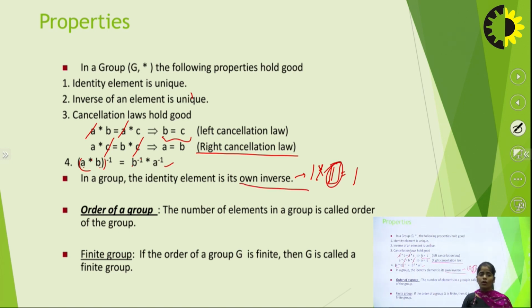And next is order of group. Order of group, basically the number of elements in the group is called order of that group, right? If I take any group like 1 2 3 4 with star, so that means the order. A finite group means the order of the group is finite like this, so this is a finite group.